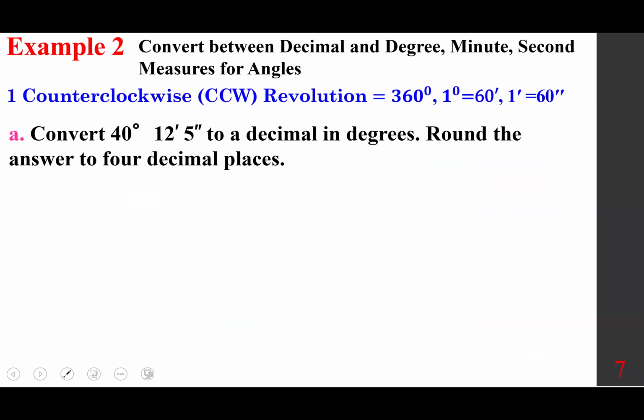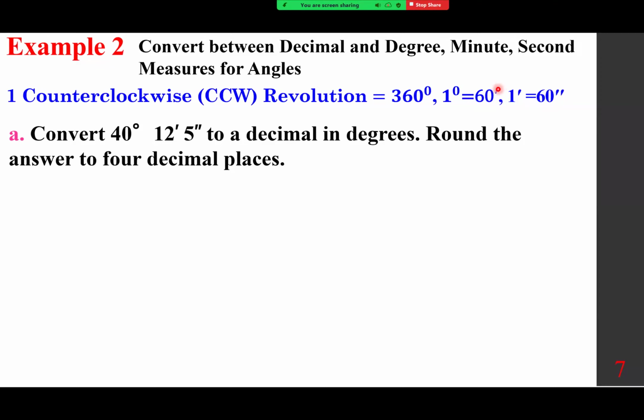We want to convert between decimal and degree, minute, second measure. As we mentioned, a counterclockwise revolution is 360 degrees. I want you to know 1 degree, this is the notation for degree. 1 degree is 60 minutes. 1 minute is 60 seconds.